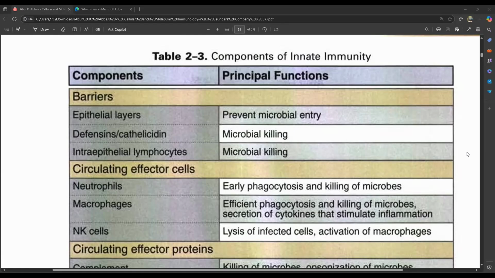So, welcome back. Welcome back, viewers. Today we have to study the components of innate immunity.